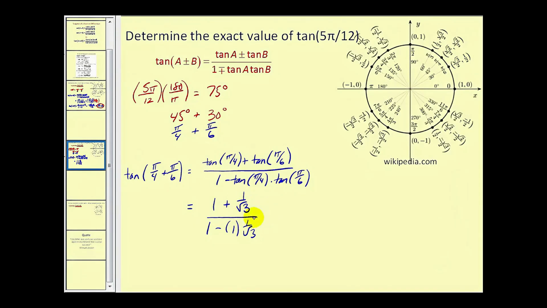Next thing we might want to do is clear these fractions. So let's multiply the top and the bottom by square root 3. So we'd have square root 3 plus 1 over square root 3 minus 1. Now again, this is the correct value, but we do need to rationalize our denominator. So let's go ahead and multiply the top and the bottom by the conjugate of the denominator again. So we'd have square root 3 plus 1.